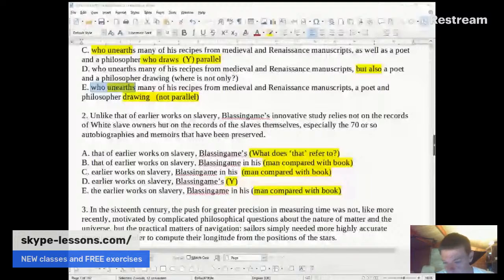Okay, so let's read number 2. Even though this isn't parallel structure, I'd quite like to do it because it's quite an interesting question. So in number 2, we've got "unlike X, Y." And you'll notice that I very often like talking in terms of X's and Y's.